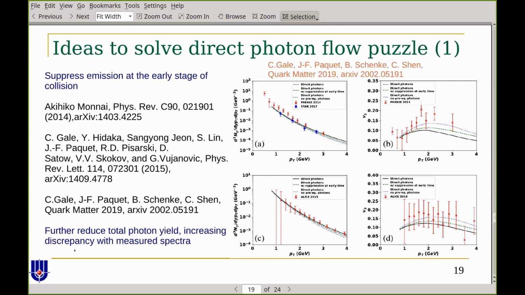An example of such an approach is shown on the right. Indeed, with this approach, we can increase direct photon flow, and it gets closer to the data, but at the price of a reduced spectrum, or total yield, of thermal photons, and the discrepancy between measured and predicted direct photon yield still increases.